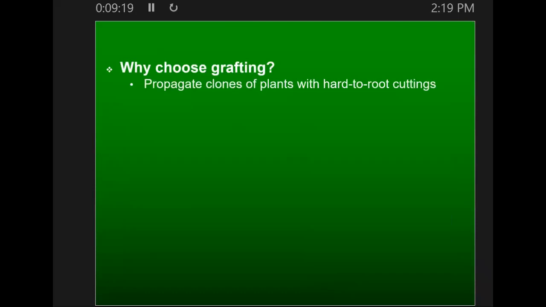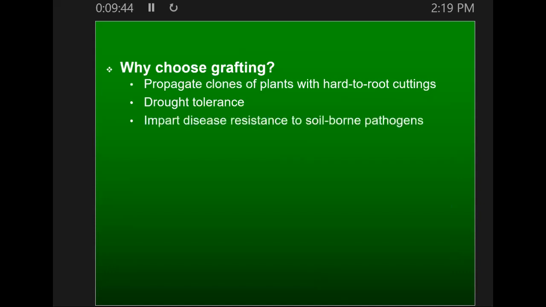And so I'll come back to this idea in a second, but no matter what method you're using, why would you choose to graft? What are some of the advantages? Sometimes you have plants that take forever to root. So if you can just take the stem of that plant and put it onto a really healthy rootstock of a related plant, that's a good thing. They've been doing this for drought tolerance. If you have a plant that has a root system that's well adapted to drought conditions, then using that as the rootstock makes a whole lot of sense.